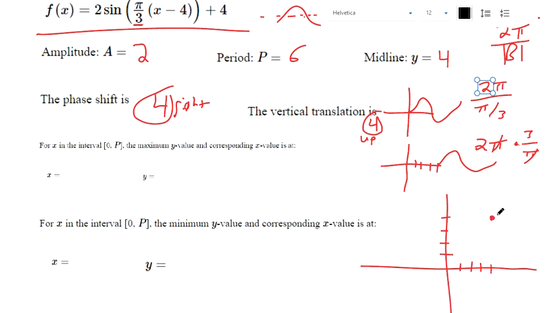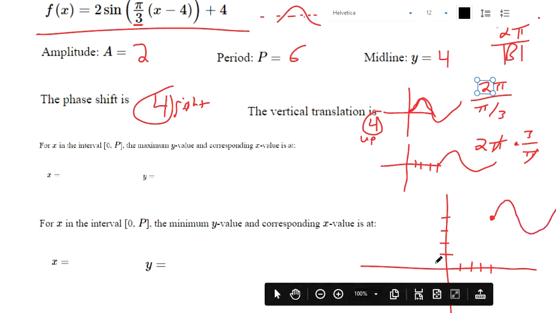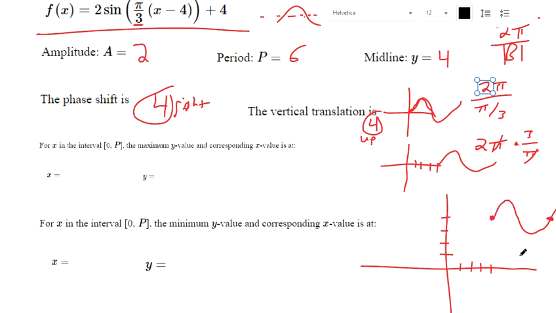So that's our starting dot. And sine usually starts like this wave. We're just starting the wave up here. So that's a rough sketch of one period of our graph. The period is 6 units. That means by the time we come back to that same y value of 4, we should be back to the beginning of the graph, just about to start repeating ourselves.